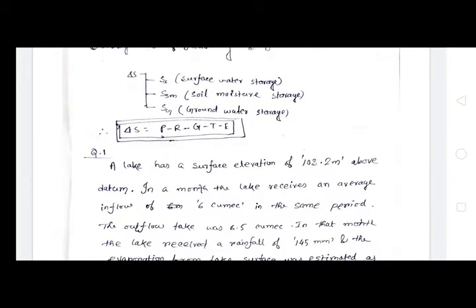Now delta H, that is the change in storage, is equal to P minus R minus G minus T minus E. The annotations have their usual meaning. This is the water budget equation.